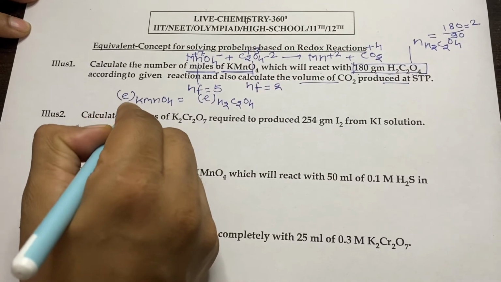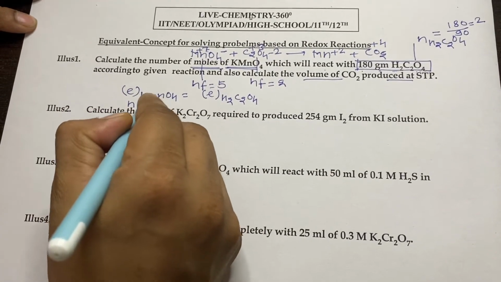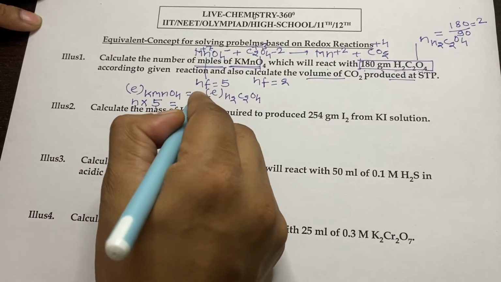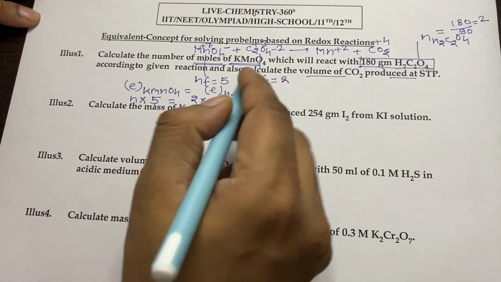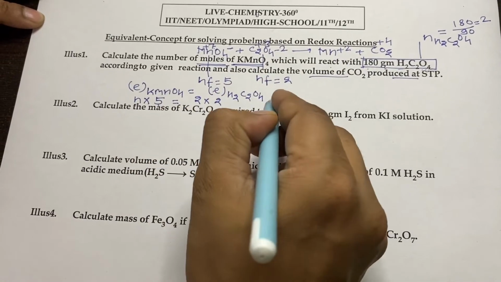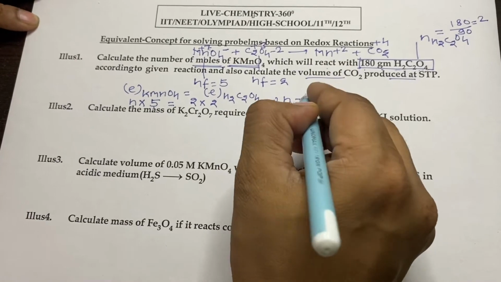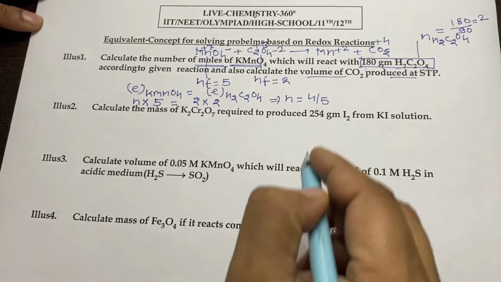So n is the moles, the N factor is 5, n into N factor will be equal to 2 moles of H2C2O4, and the N factor is 2. So the number of moles will be 4 by 5. It is the required answer.